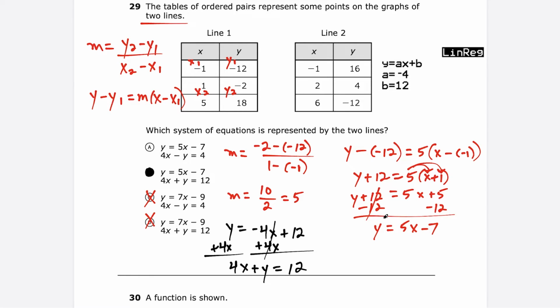We have our first equation is here. So the first line should be y equals 5x minus 7, and the second line in our system should be 4x plus y equals 12.